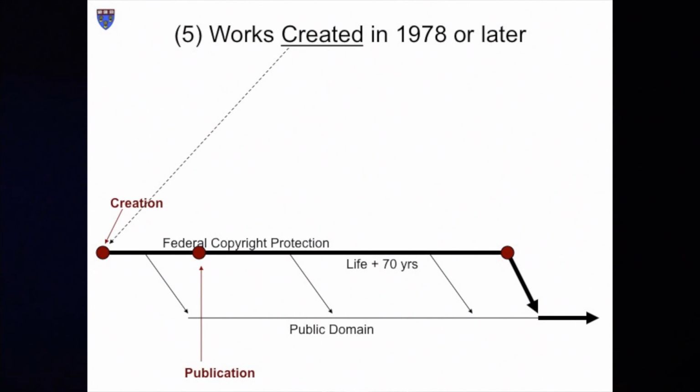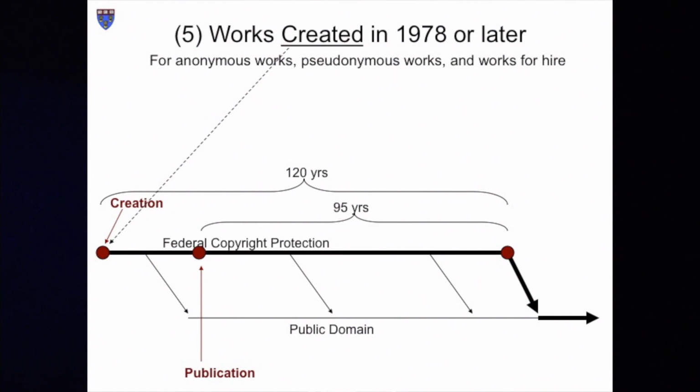We come finally to the newest set of works, those created in 1978 or later. These, as you now know, last for the life of the author plus 70 years. That means that they will start expiring in 2048 at the earliest. As we've seen, anonymous works, pseudonymous works, and works for hire get treated a bit differently. They will begin to expire in 2073 at the earliest.